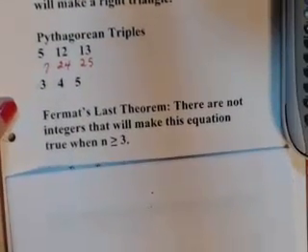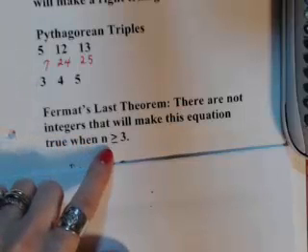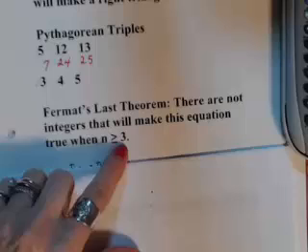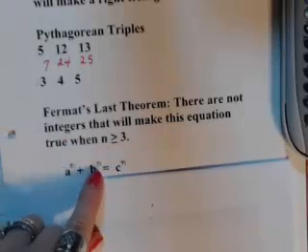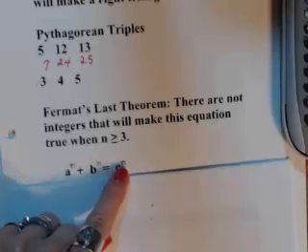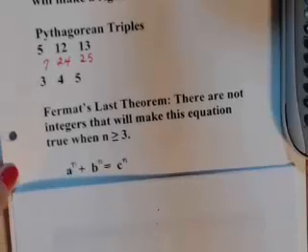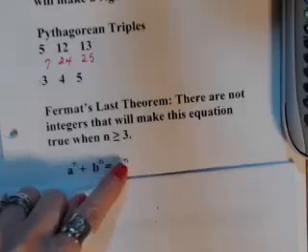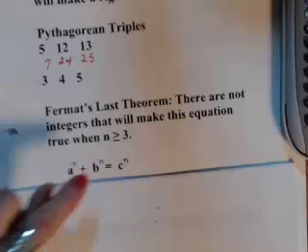Fermat's theorem tells us that when we are looking at n being greater than or equal to 3, where n is an exponent, that there are no numbers, no integers that will make this true if the exponent is 3 or greater.